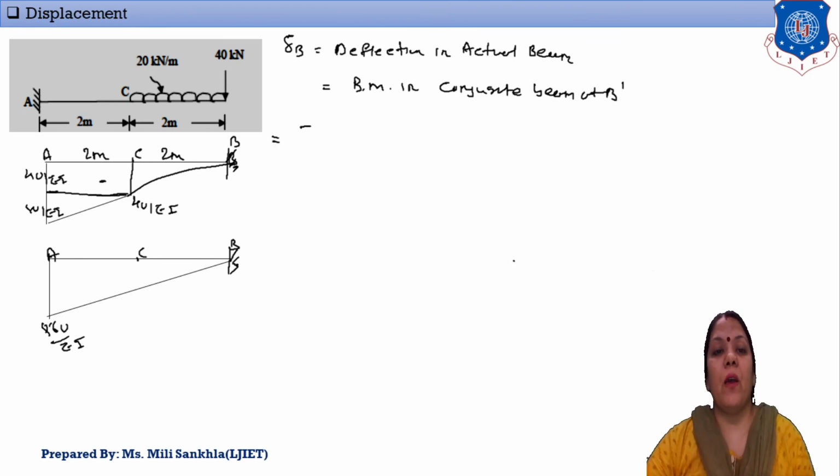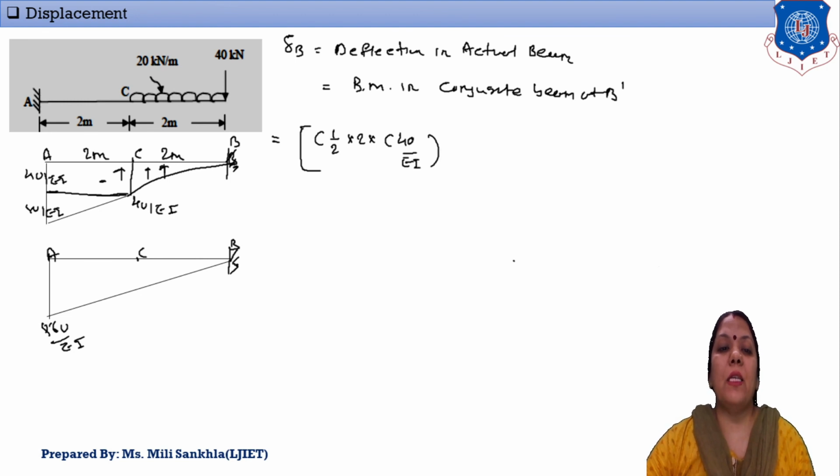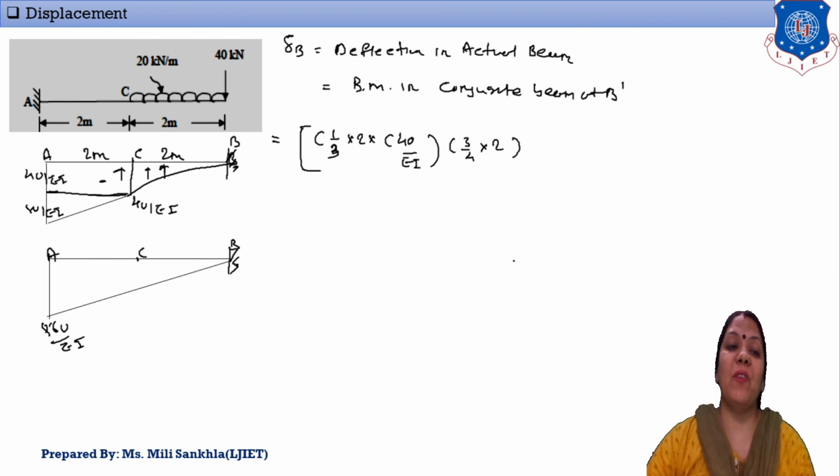Given the forces are upward, and these upward forces rotate in clockwise direction, left hand side clockwise is positive, so here we take positive. Now first area into CG: first 1/2 into 2 into 40 by EI, and CG from this point is 3/4 of 2, because it is an inward parabola. Again I am repeating, this is an inward parabola, so 1/3 into 2 into 40 by EI, and CG from this point is 3/4 into 2.